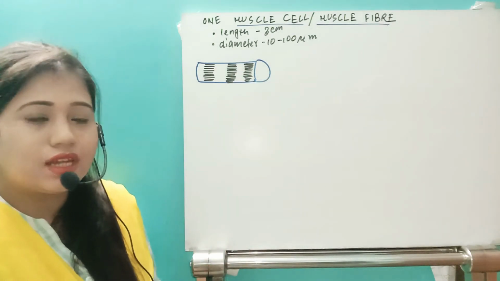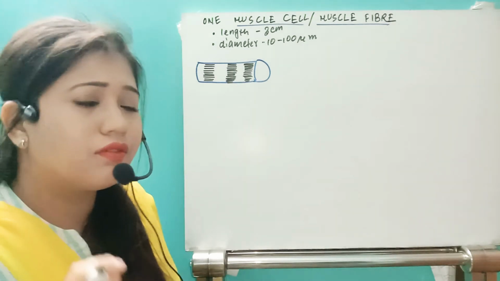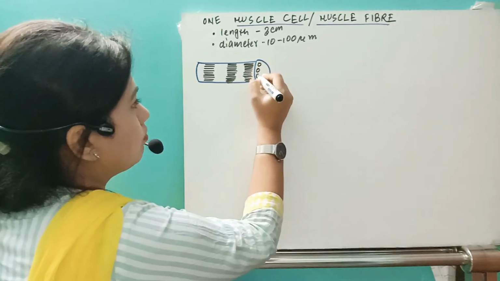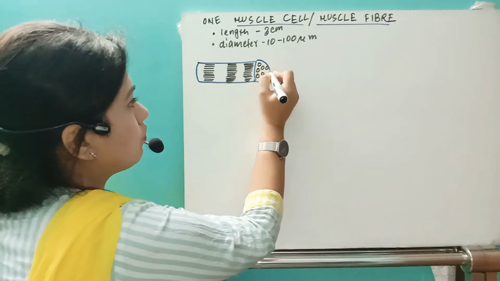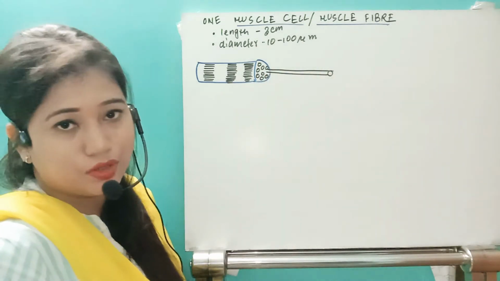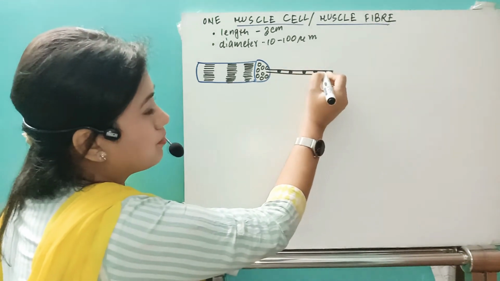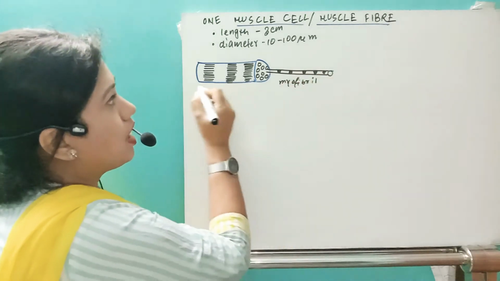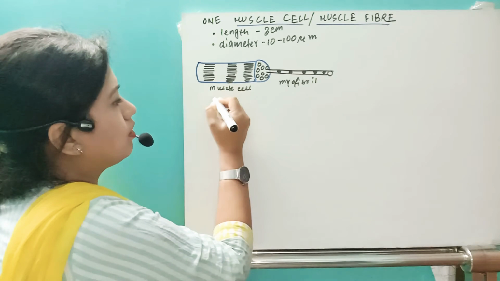Now inside that muscle cell, we can see one very important organelle known as the myofibril. These myofibrils are present like this. If you see only one myofibril, we can see the alternate light and dark bands. So this is the myofibril, got it?